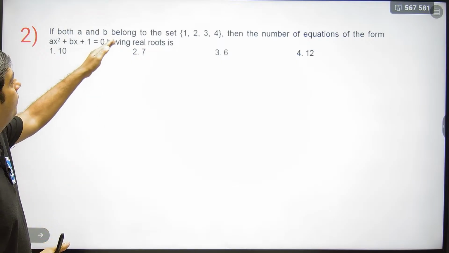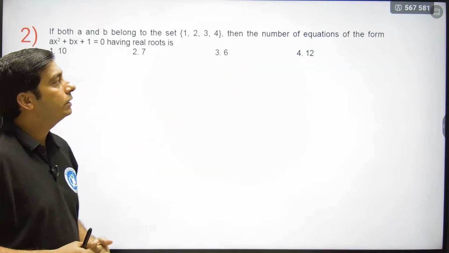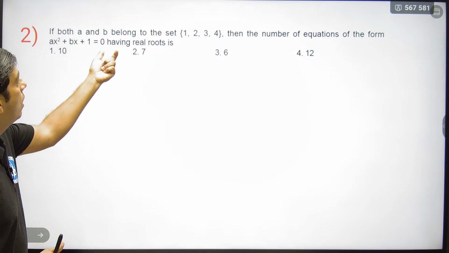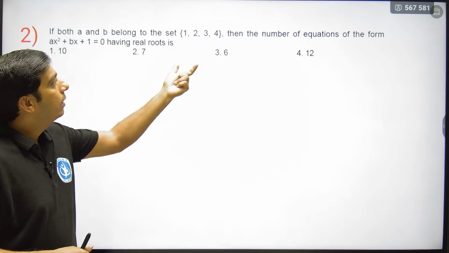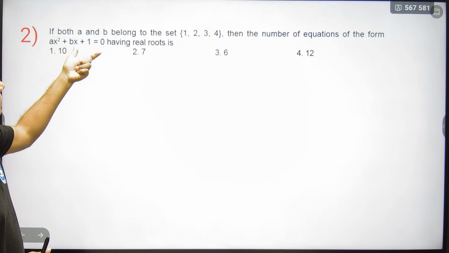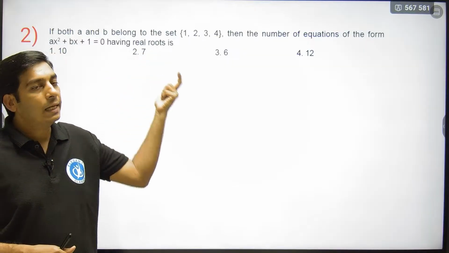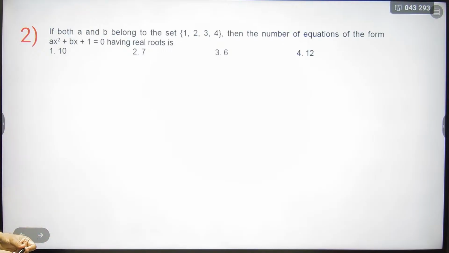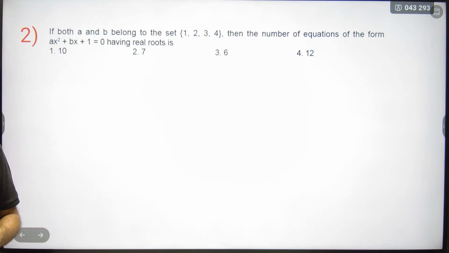If both A and B belong to the set 1, 2, 3, 4, then the number of equations of the form ax square plus bx plus 1 is equal to 0 having real roots is. I mean A and B must belong to this set, and the number of equations which will be of the format ax square plus bx plus 1 is equal to 0, such that the equation has real roots. So how many sets or pairs of A and B are possible?